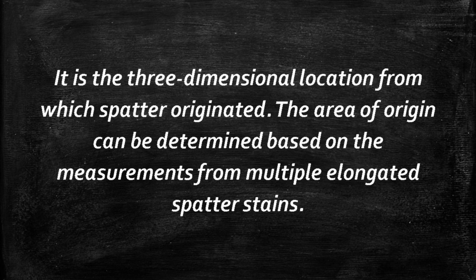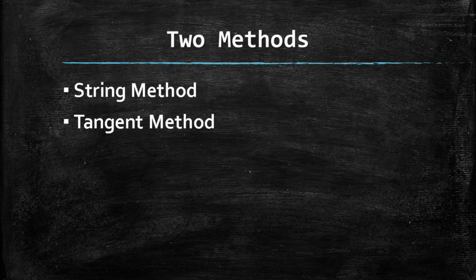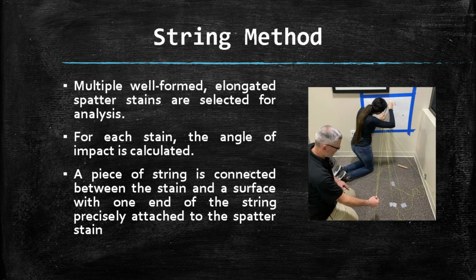Area of origin. It is the three-dimensional location from which spatter originated. The area of origin can be determined based on the measurements from multiple elongated spatter stains. Two methods to determine area of origin are the string method and the tangent method. In the string method, first, multiple well-formed elongated spatter stains are selected for analysis. Then, for each stain, the angle of impact is calculated, after which a piece of string is connected between the stain and the surface, with one end of the string precisely attached to the spatter stain.